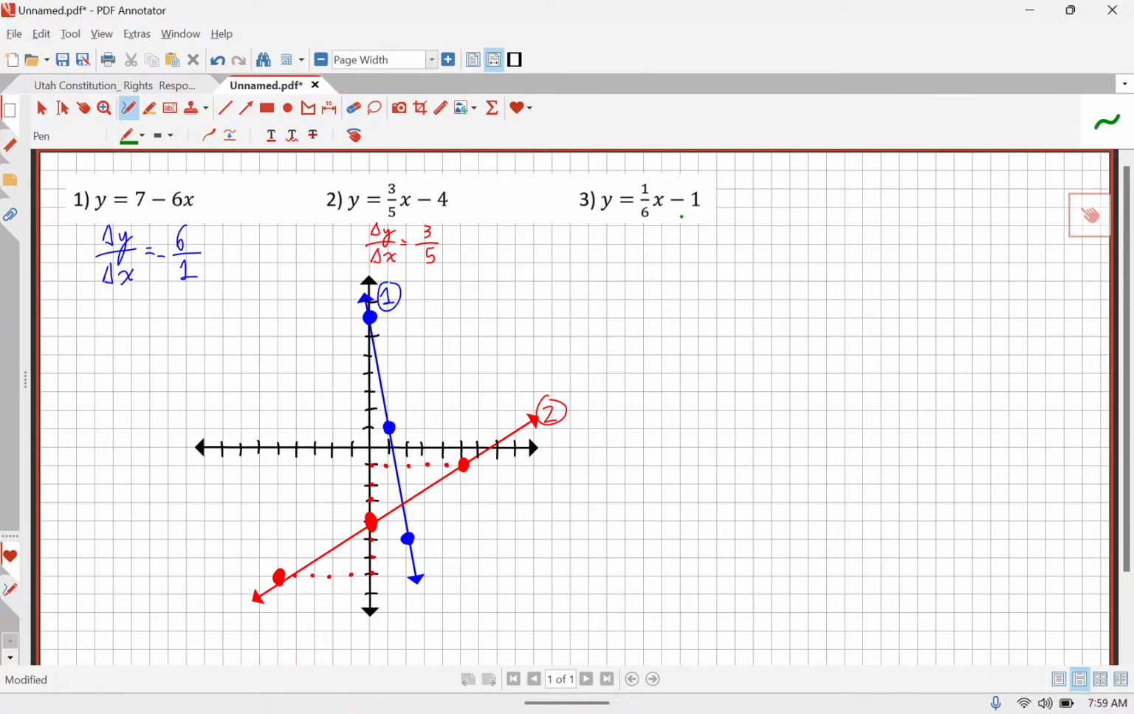At -1. Very good. So put a dot here. And what is my change in y over change in x? 1/6. And so where do I go from here? Yeah, 1, 2, 3, 4, 5, 6. Or down 1 and left 1, 2, 3, 4, 5, 6.